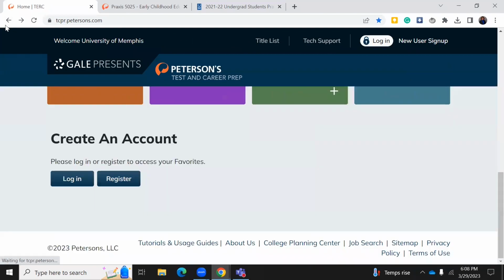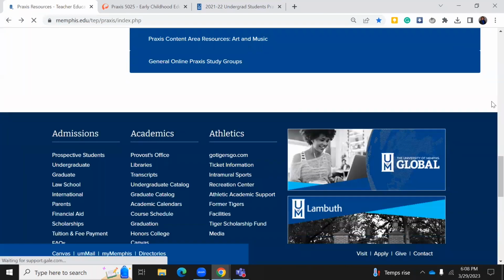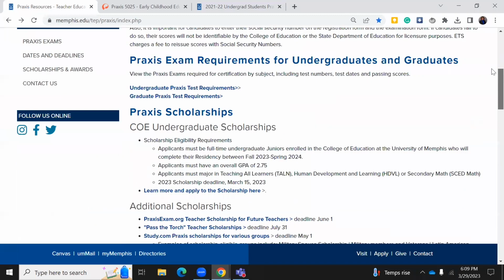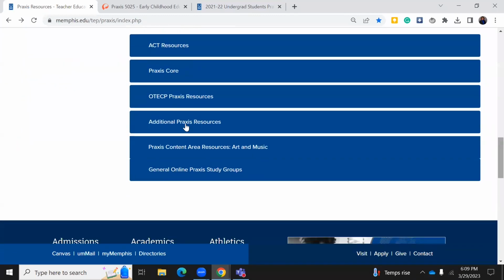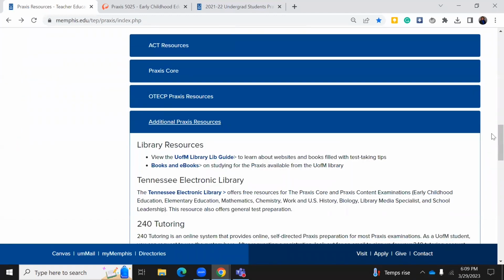All right. Then we have 240 tutoring, which Darcy shared. It is a great system. It is very similar where you get practice. So that's under additional resources.